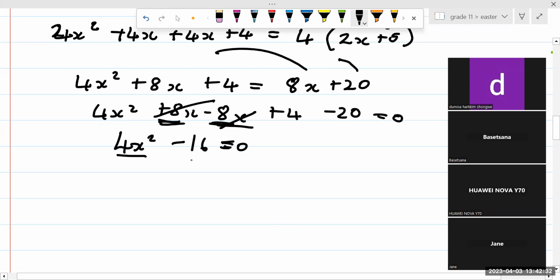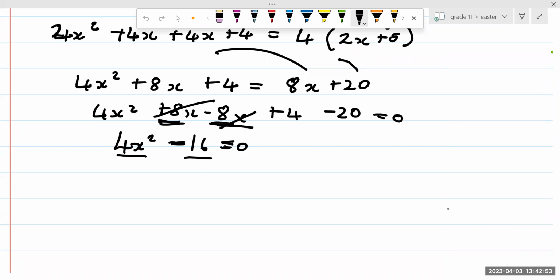Now, we have 2 terms here, and then there's a negative in between. What do you call it if you have 2 terms and a negative between them? Let's assist here. We have 2 terms and a minus in between, and we want to factorize. We have a difference of 2 squares.